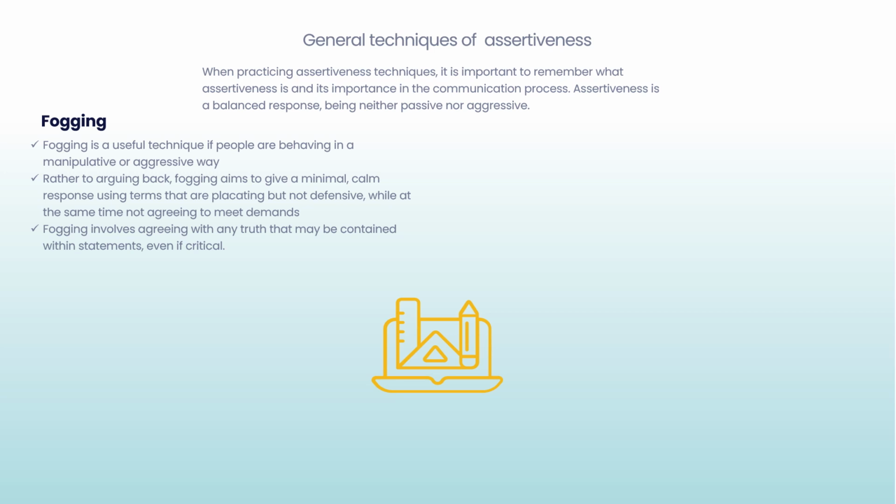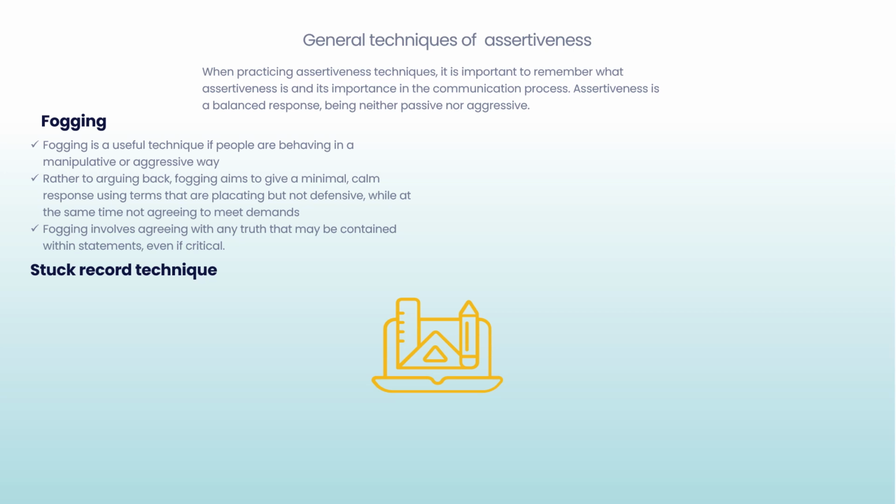You see, you know what they want. So your response is not to fight them back, not to be defensive, but you keep the balance, not agreeing to their demand because you know what is best for the company. So your answers must always be aligned with the interest of the company. But the problem is, how are you going to express your response to your followers? Fogging involves agreeing with any truth that may be contained within a statement, even if critical. We'll see soon about criticism. It's not always bad.